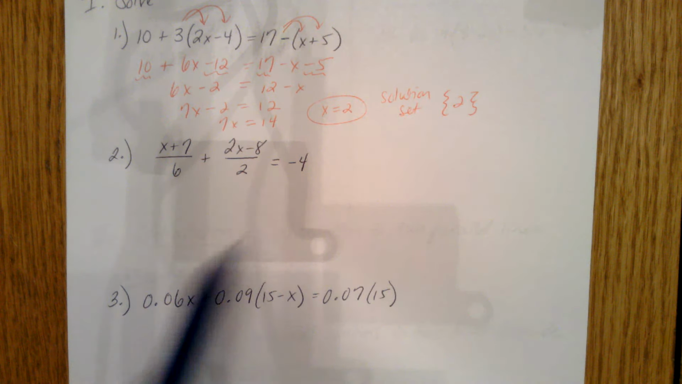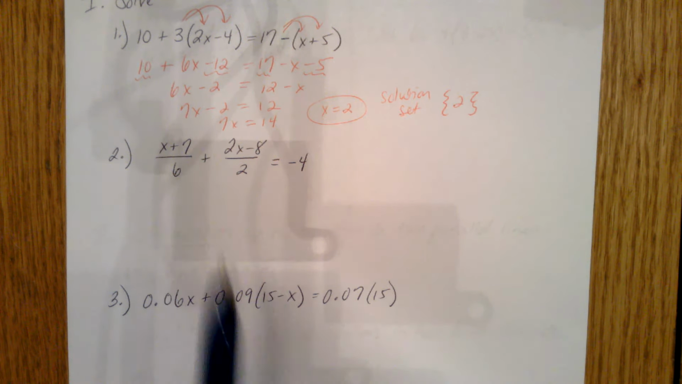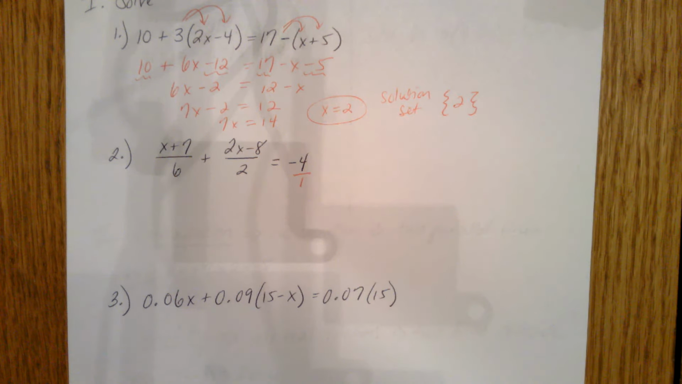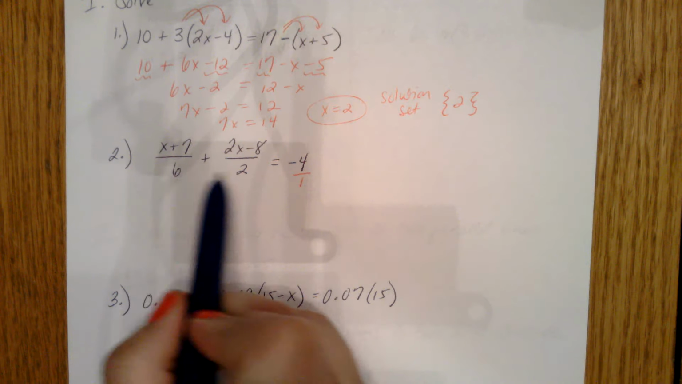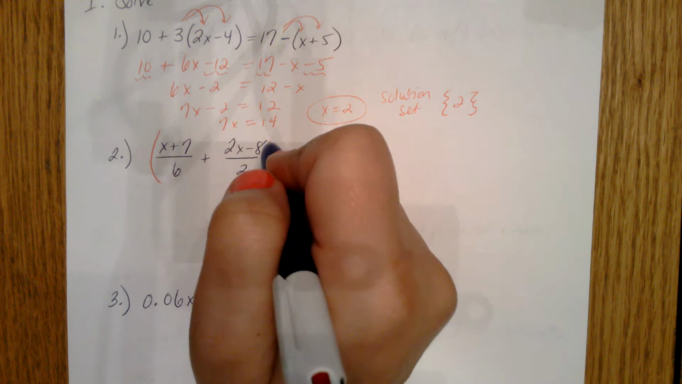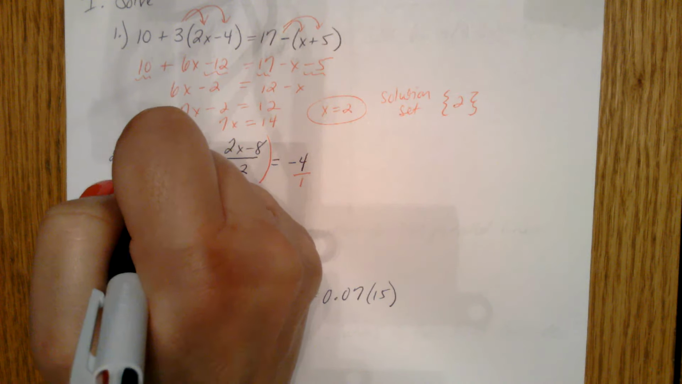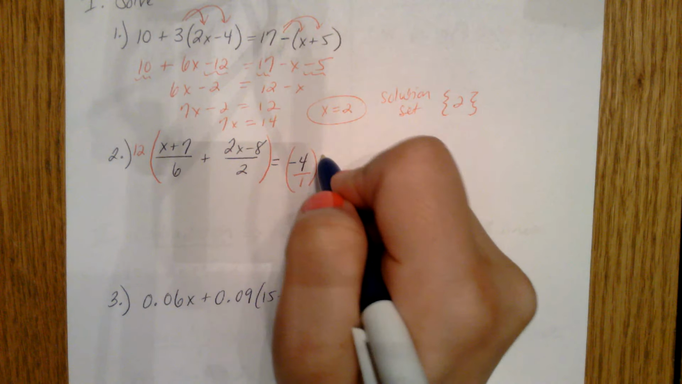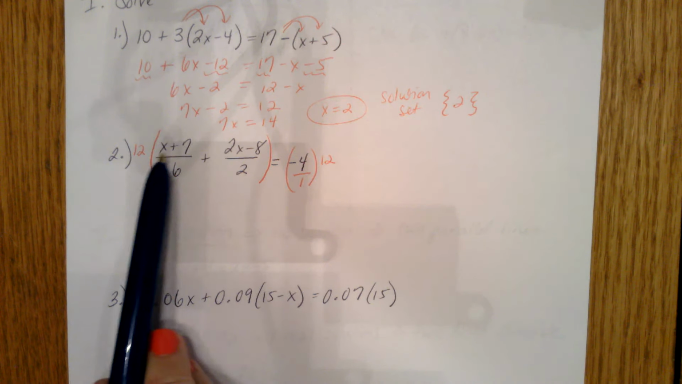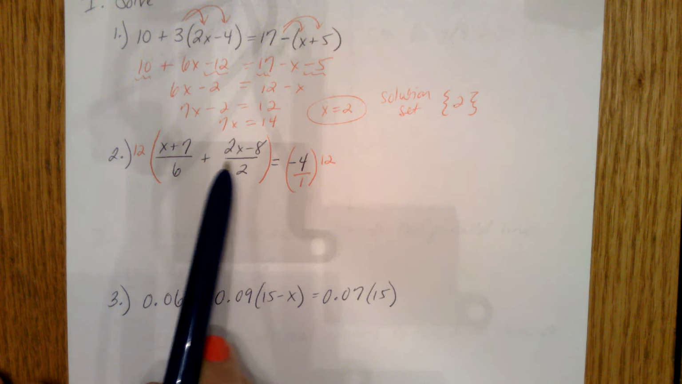Let's do another one. Let's do a fraction one. When dealing with fractions, if I see fractions in an equation, I definitely try to get rid of them by multiplying through by a common denominator. So if you think this is over 1, all of these have a common denominator of 12. So I'm going to multiply this entire side by 12 and this entire side by 12. And really what you're doing is you're multiplying each term in the parentheses by 12.